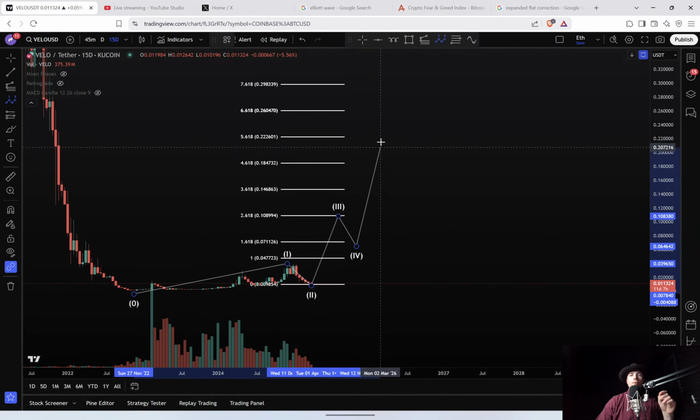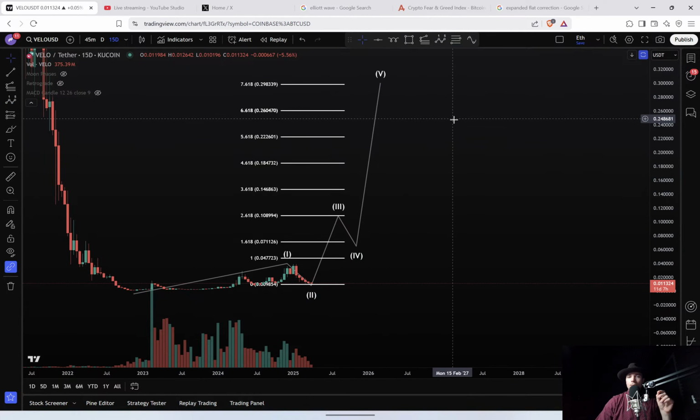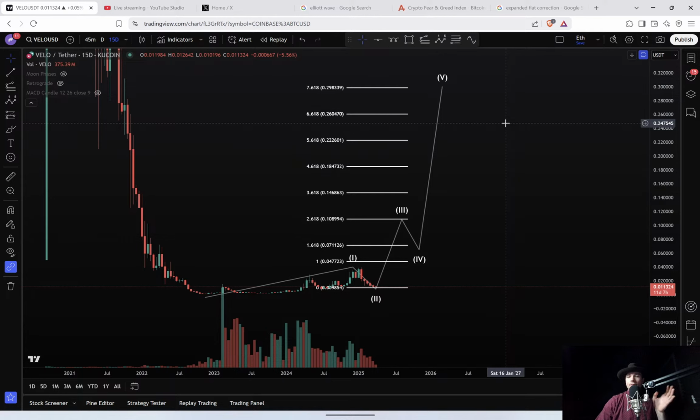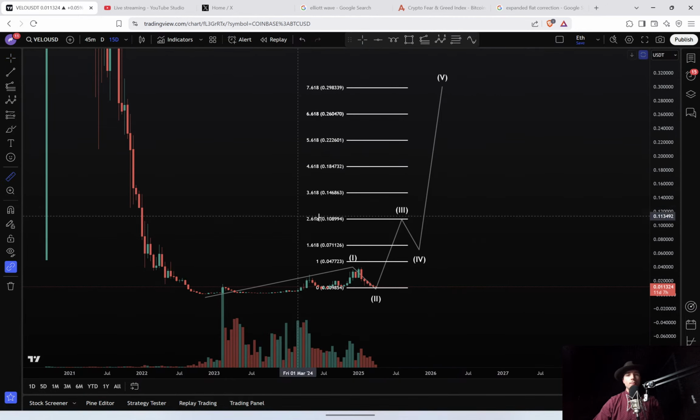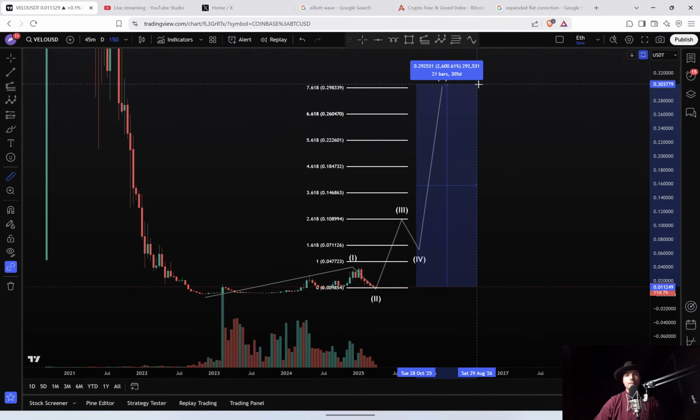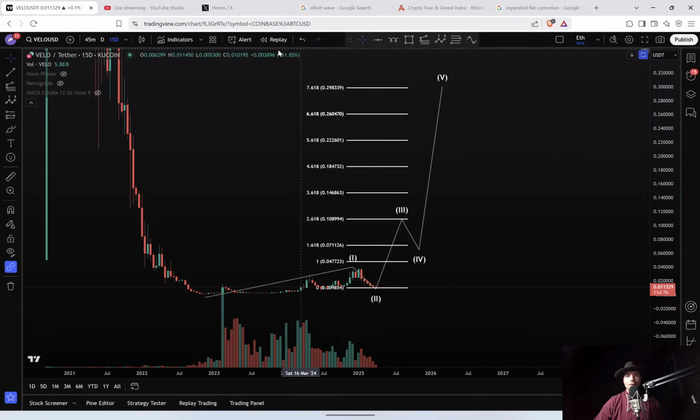Then we get our wave 4, and our fifth wave could take us all the way up to the 7.86, which would be 30 cents per Velo. So those would be extensions for Velo in the near future, and this could all happen by 2026. We could reach 30 cents per Velo, which is almost 30x, right? That's pretty dang good. It's like 25 times your money. Yeah, 25x from current price.